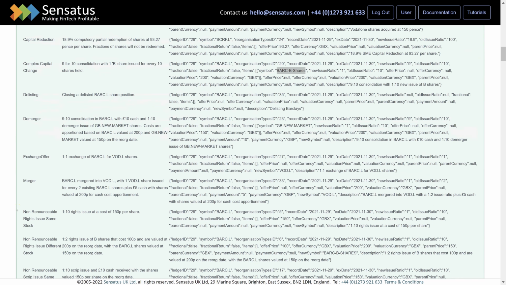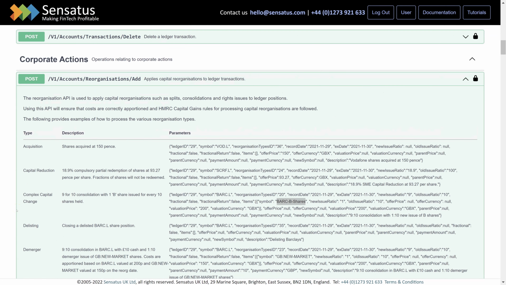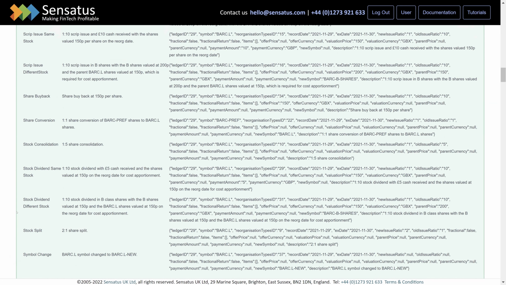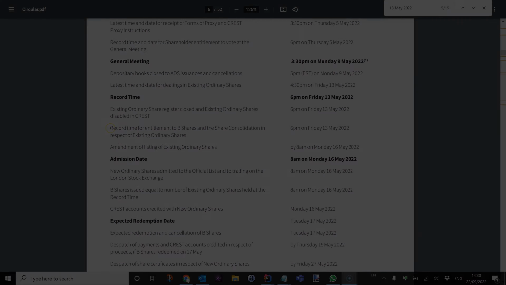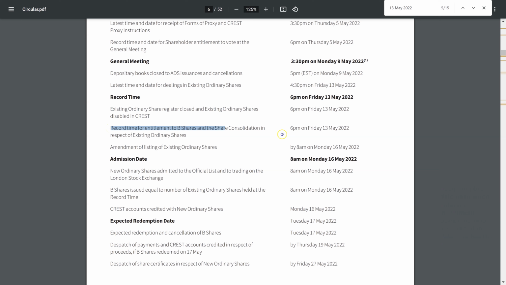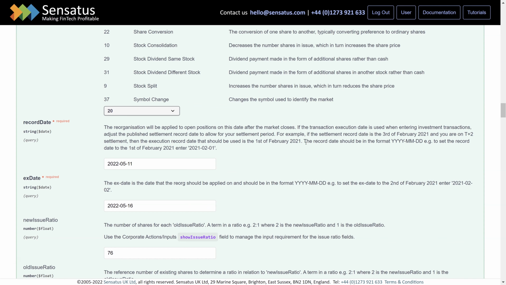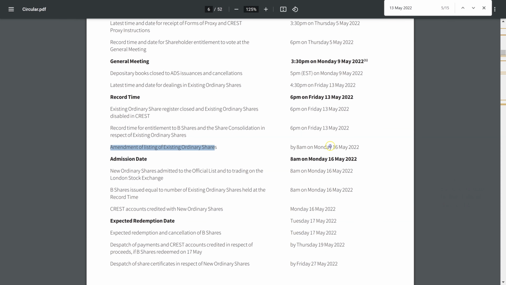Using the reorganisationTypesID API, set the reorganisationTypesID to 20 for complex capital change. Assuming the date used when entering investment transactions is the execution date and not the settlement date, and allowing for T+2 settlement, set the execution record date to the 11th of May 2022. Set the X date to the 16th of May 2022.